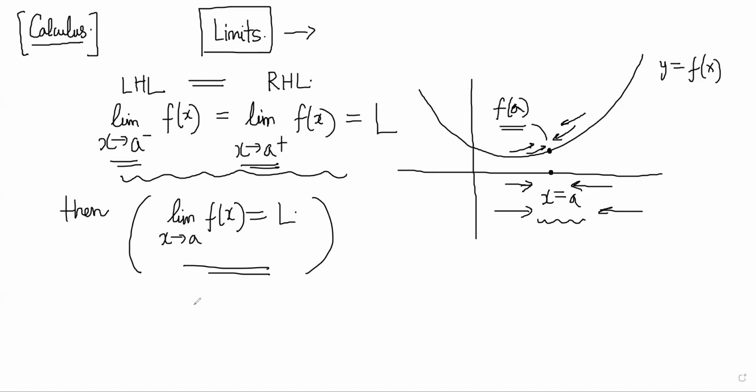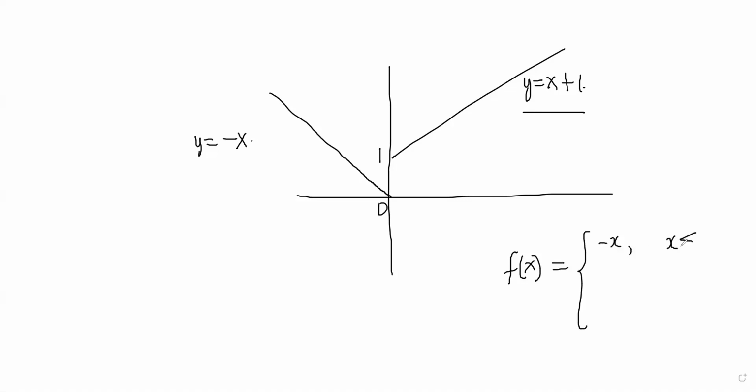Okay? For example, we can draw the graph of a function like this. Let's say this is my graph of a function. This is 1, this is 0. This is y is equal to minus x, and this is y is equal to x plus 1. Okay? So the function is defined as f of x is equal to minus x for x less than or equal to 0, and x plus 1 for x greater than 0. Okay. So this is my function.